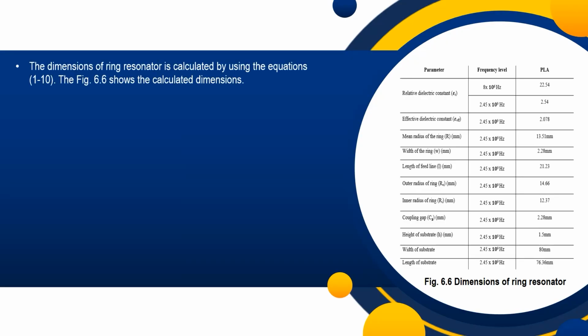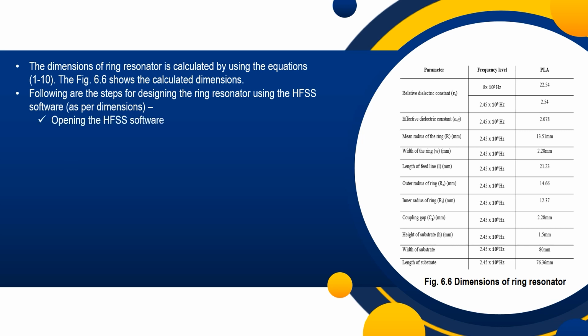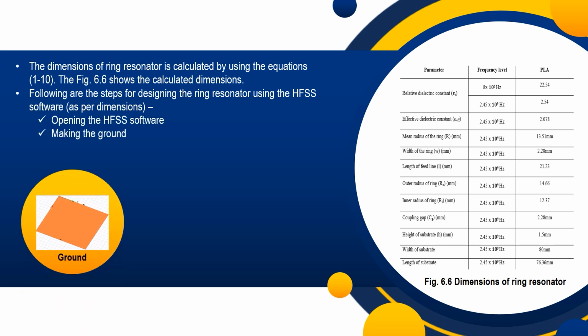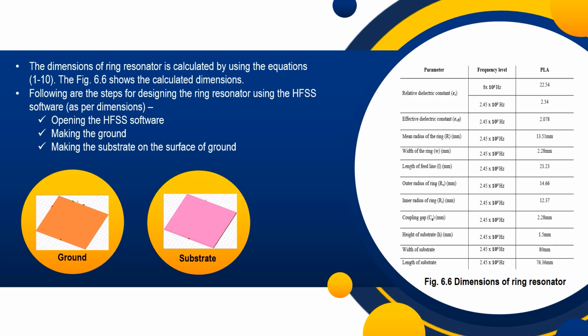Based upon this we arrive at the dimensions of the ground plane, the patch, and the dielectric material. Here one example has been quoted: for PLA material, the relative dielectric constant epsilon r was 8 at 10 to the power 6 hertz, right? And when you need it in gigahertz, a different epsilon r is calculated in this range. So all other parameters like epsilon effective, ring radius, width of ring, length of feed line, outer radius of the ring, inner radius, and coupling gap are calculated.